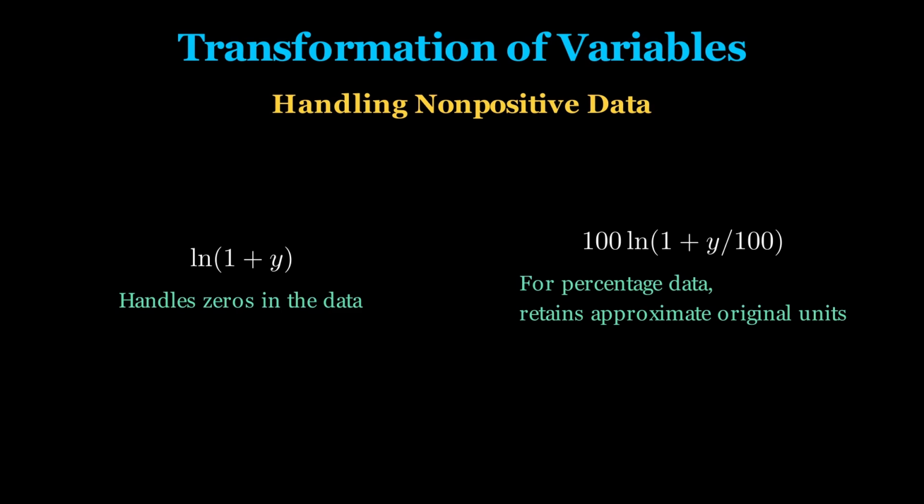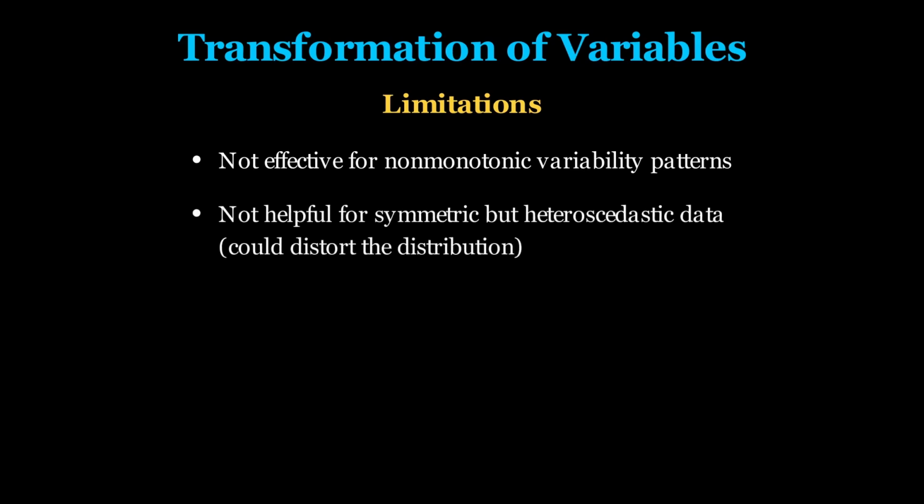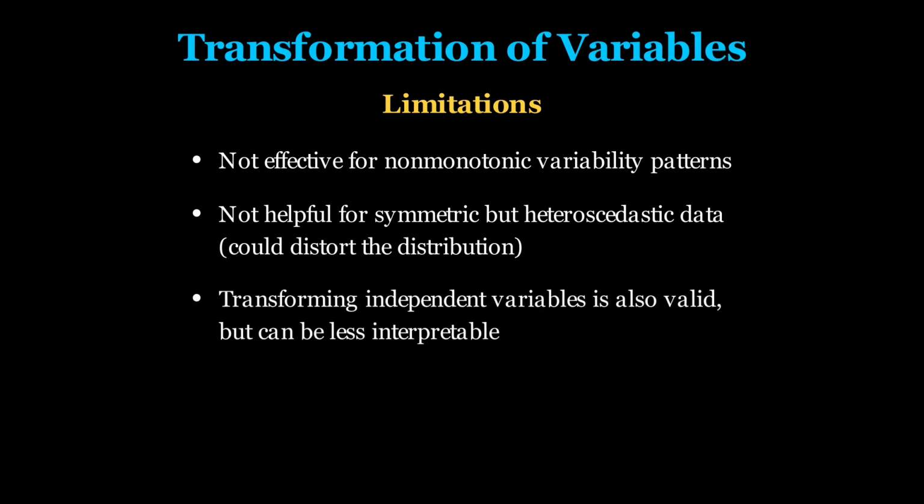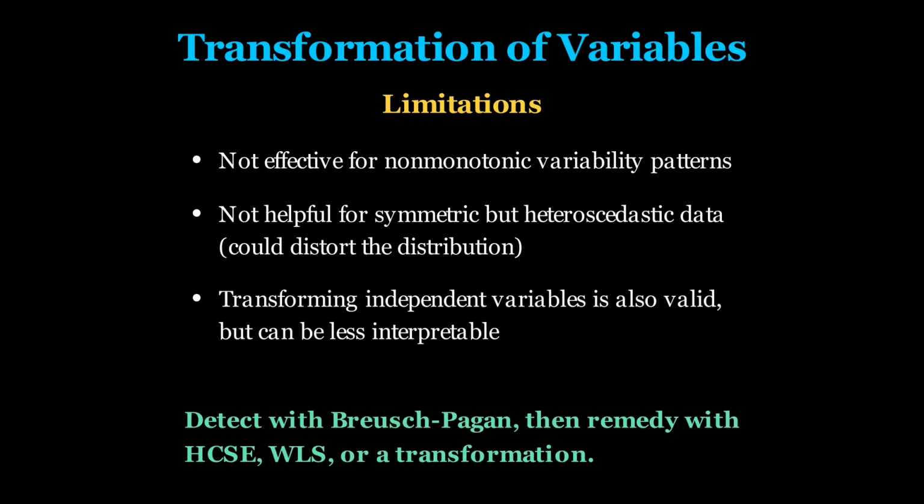A few limitations to keep in mind. Power transformations, like the logarithmic transform, are not effective for non-monotonic variability patterns. They are also not helpful if the data is symmetric but heteroscedastic, as the transformation could distort the distribution. Finally, transformations of independent variables are also valid for addressing heteroscedasticity, but could be less interpretable if regression assumptions are violated. And that wraps up our chapter on heteroscedasticity.